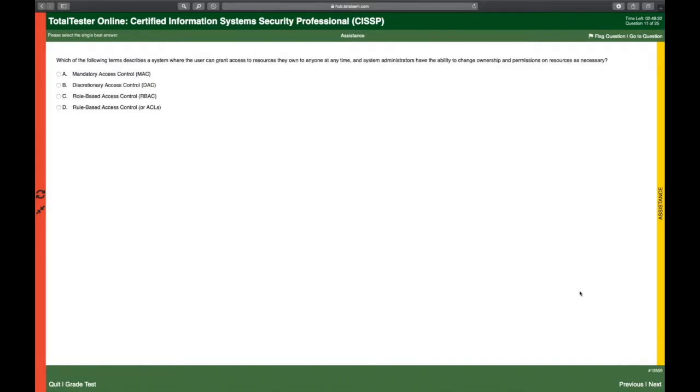All right, number 11. Which of the following terms describes a system where the user can grant access to resources they own to anyone at any time, and system administrators have the ability to change ownership and permissions on resources as necessary? Yeah, I think this is a layup. It's B. Discretionary access. At their discretion, the owners of the file, the users who created the file or folder or whatever object, can assign permissions.